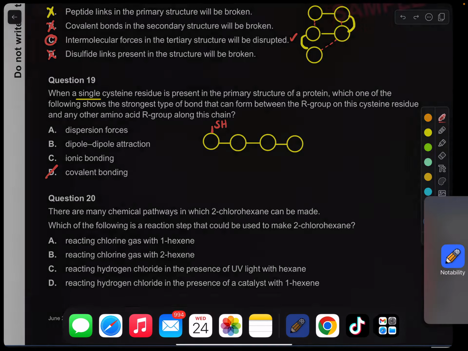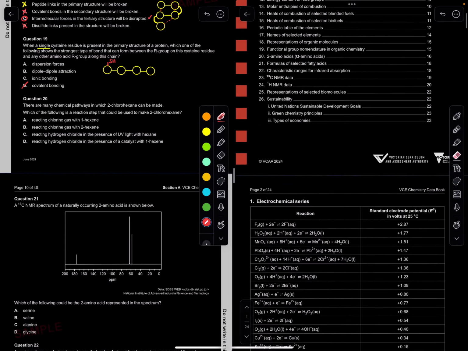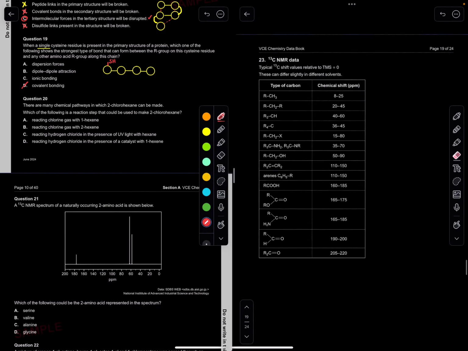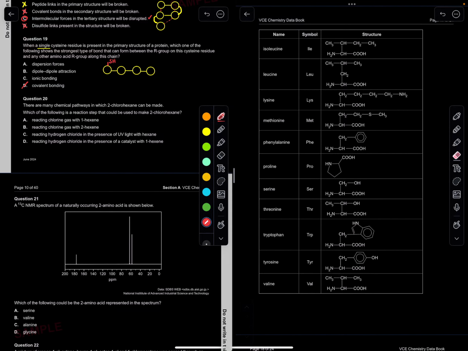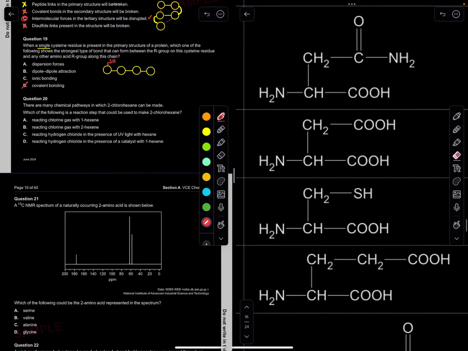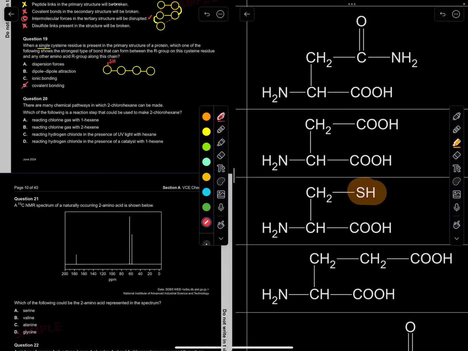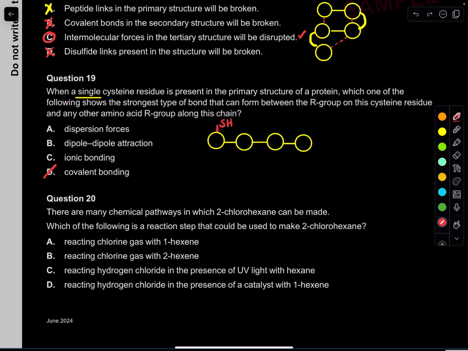Oh yeah, by the way, if you're wondering where there is cysteine, it's actually in your formula sheet. If you go to your amino acids, here it is. Cysteine's here. It has this SH group here. It can form disulfide bonds. So yeah, it's not even charged. So remember, ionic bonding occurs when there are charged molecules, and so that also doesn't work.